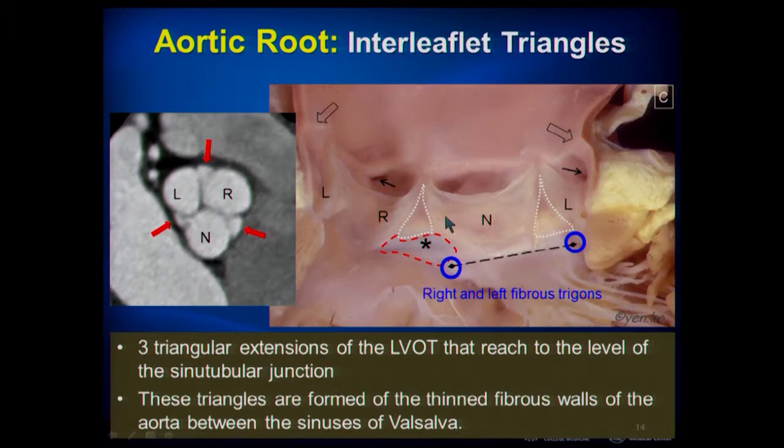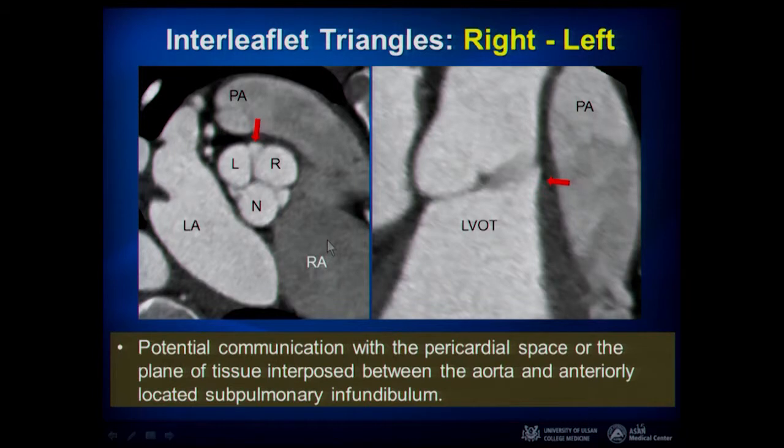The interleaflet triangle is an interesting and important structure to understand aortic root anatomy well. As a result of the semilunar attachment of the aortic valve leaflet, there are 3 triangular extensions of the LVOT reaching to the level of the sinotubular junction. These triangles are formed on the thin fibrous wall of the aorta between the sinuses of Valsalva.